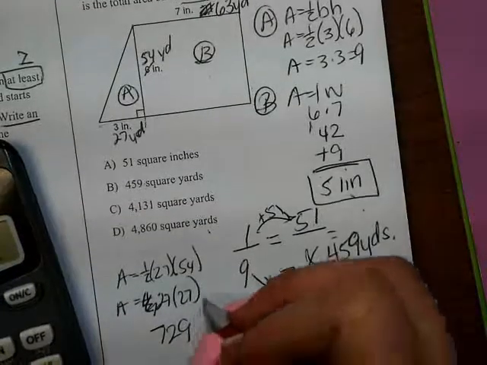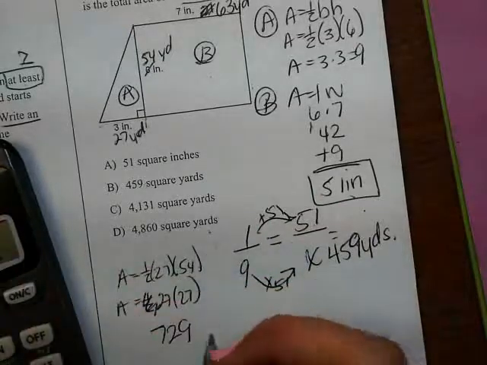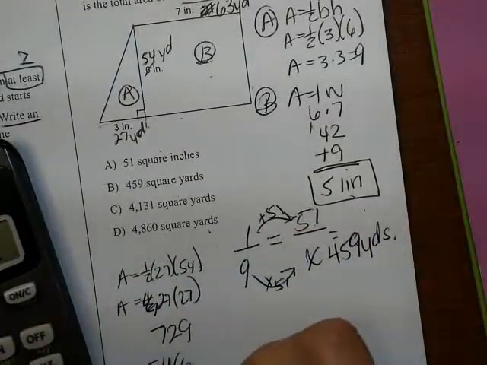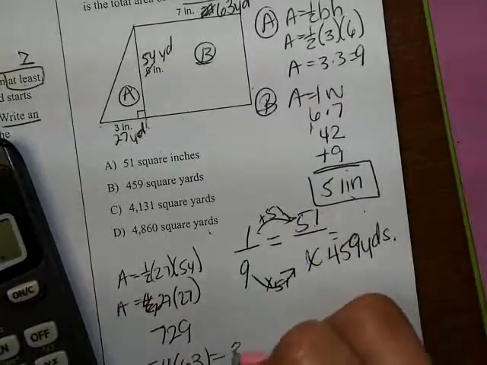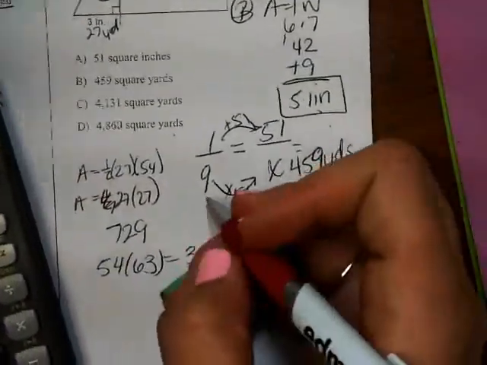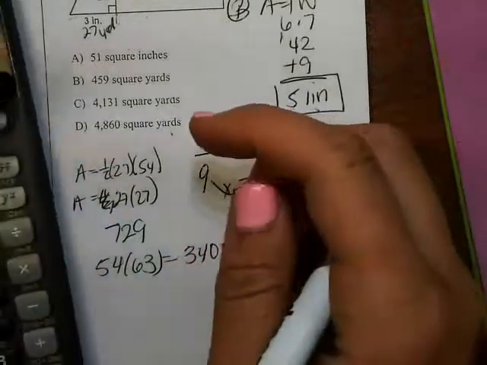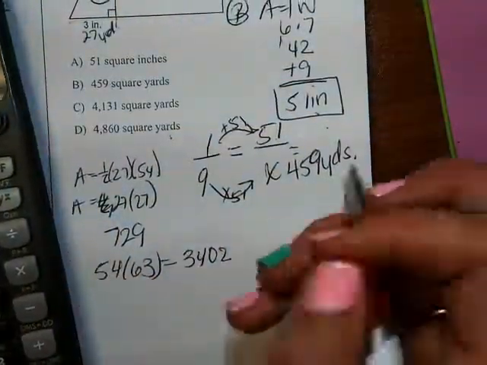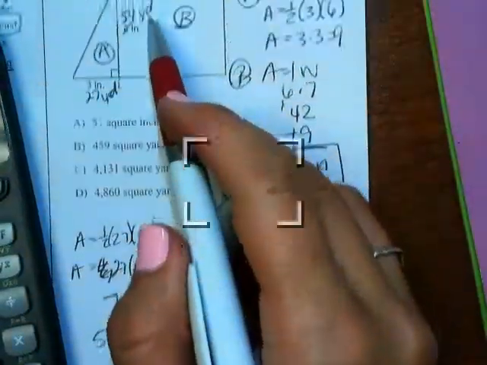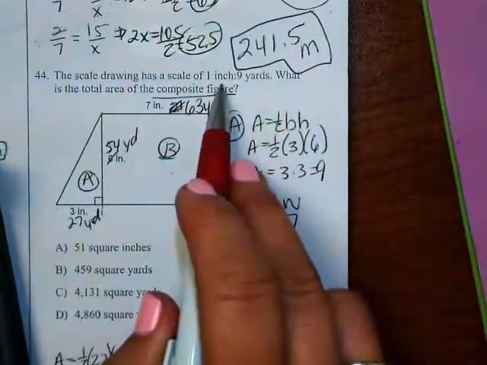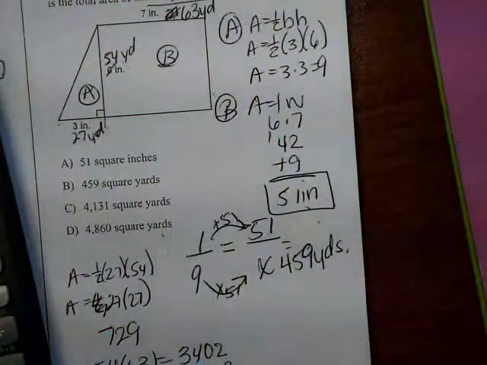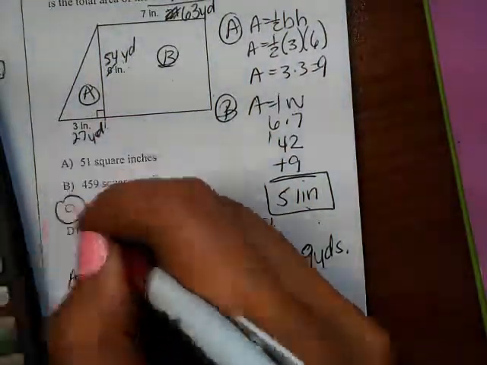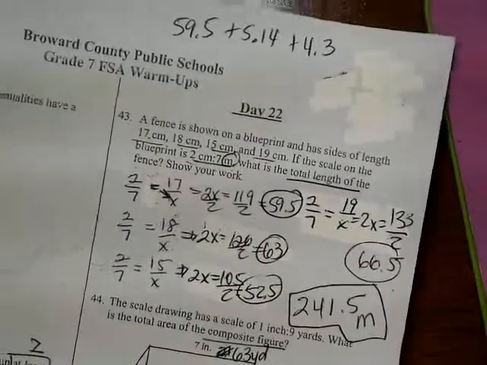Okay, 729. Then for the 54 times 63 is equal to 3,402. Then add 729, there you go. You first have to convert these measurements using your scale factor. So plus 729 gives me 4131, making C my answer choice.